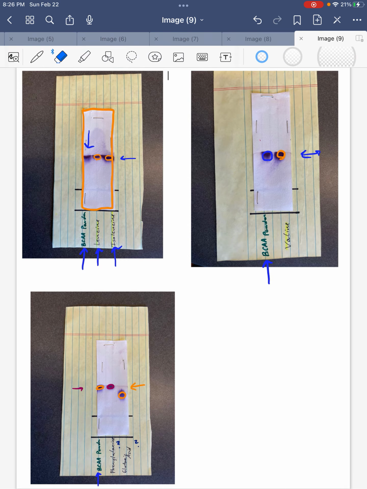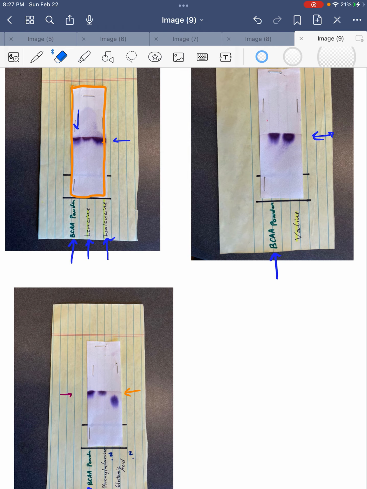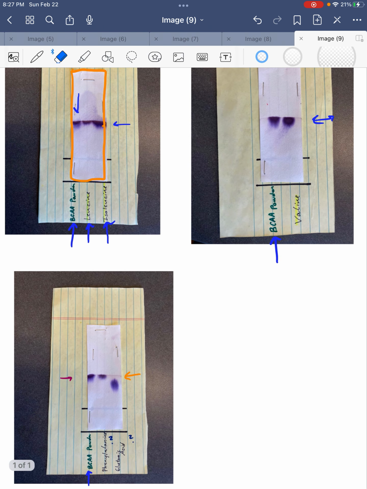So based on this, I'll erase this so you can see it again. And if you have any questions, you can email me to ask. So from this, we can see what was positive in our branched chain amino acid supplement powder and what was negative. All right, folks, I look forward to seeing your results. I wanted to show you this simple separation technique. And any questions, let me know.